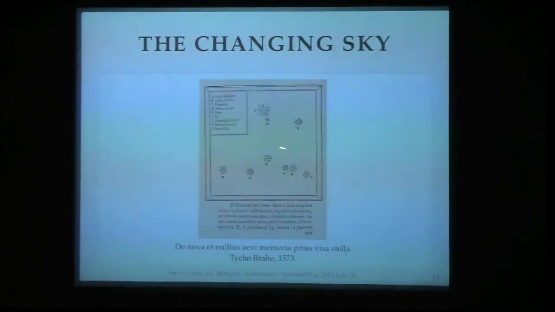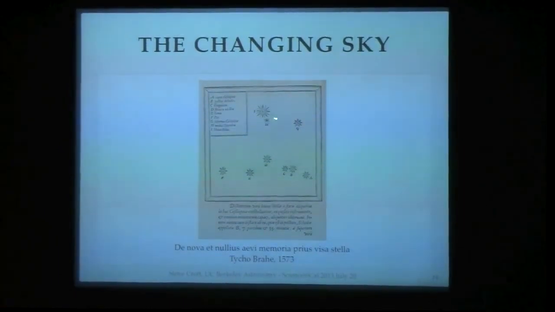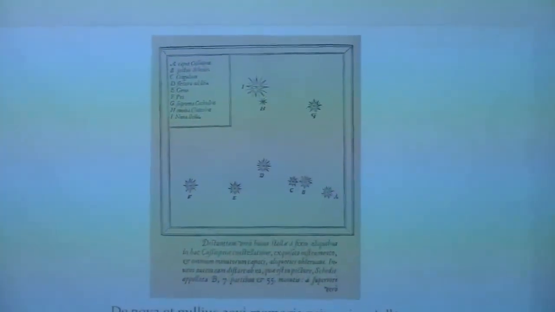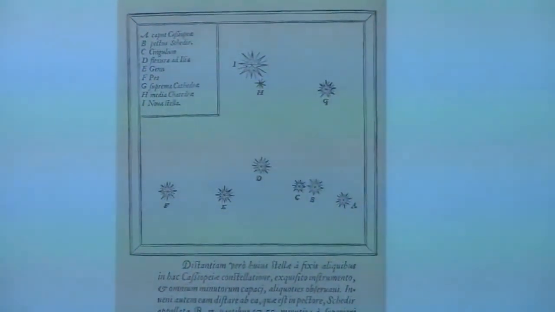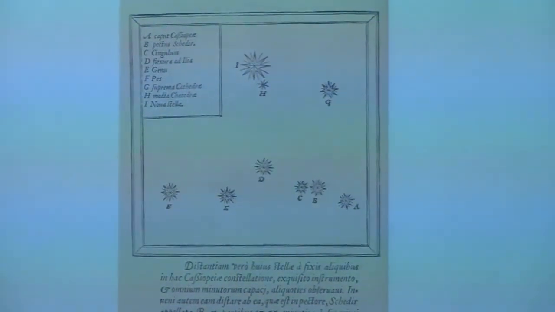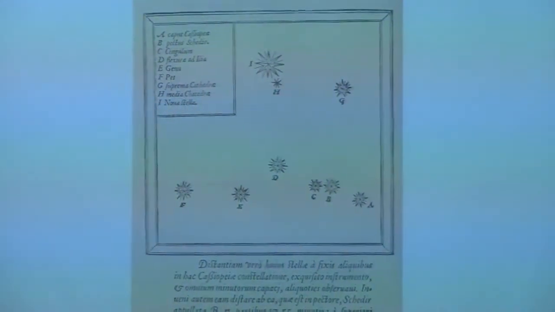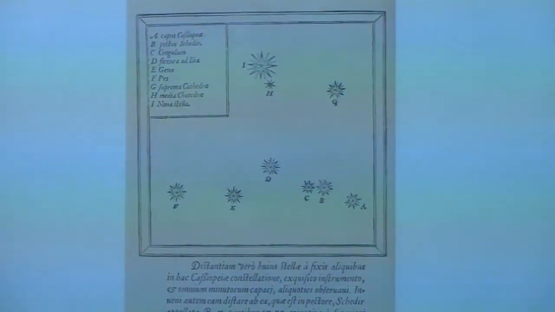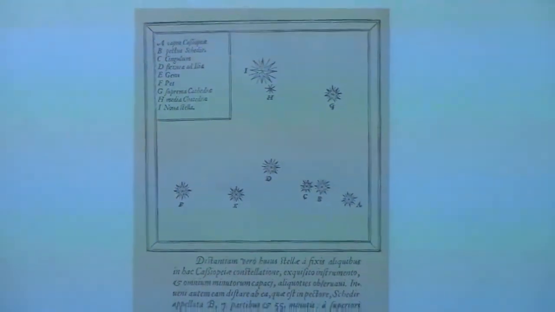I think it's I here in this plot. And there was another supernova that was observed. So these are the explosive deaths of massive stars. Typically, there's another supernova that was observed by Kepler a few years later. And this was the real understanding that the sky changes in the Western world, at least.